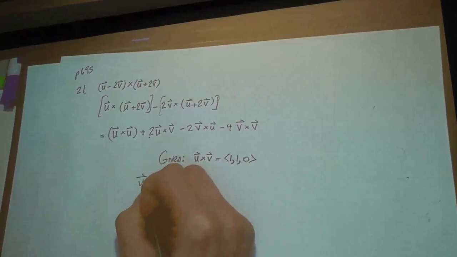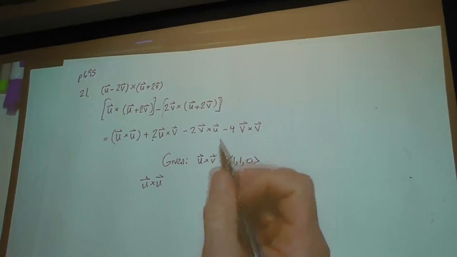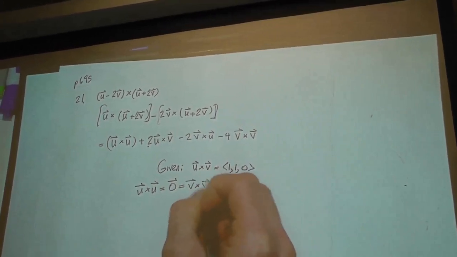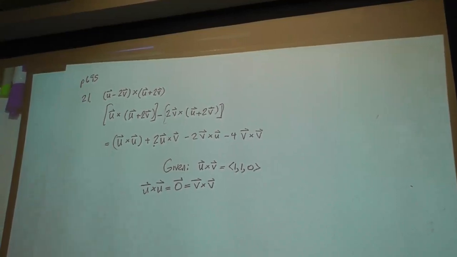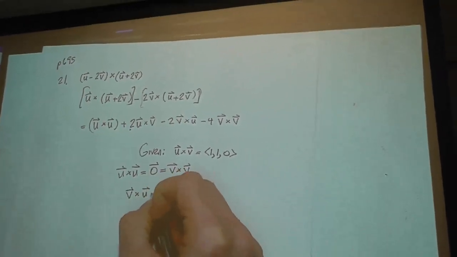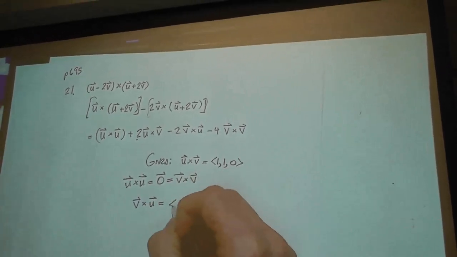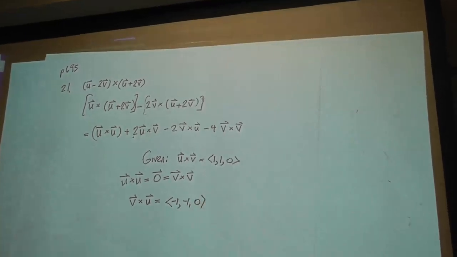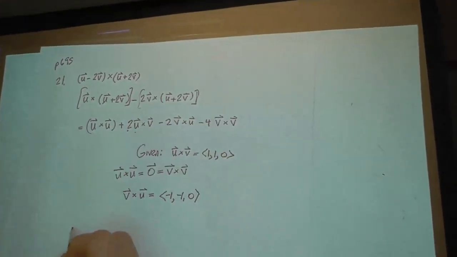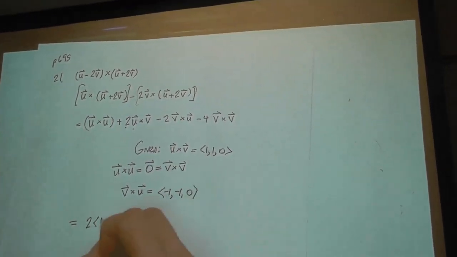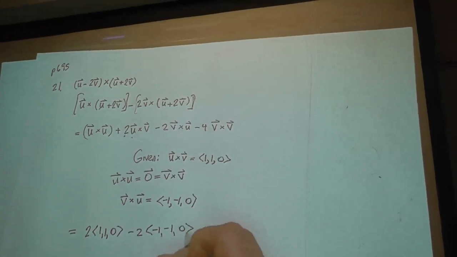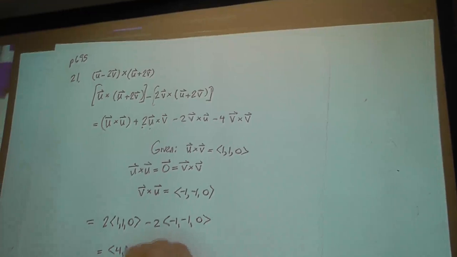Okay. U cross U becomes zero, and it's the zero vector. And that's the same thing as V cross V. And while U cross V and V cross U are not the same, there is a relationship, and that relationship is that they are negatives. Consequently, I can just plug in, so this would be twice 1, 1, 0 minus 2 times -1, -1, 0, and then you just add these up, so what is this, 4, 4, 0.